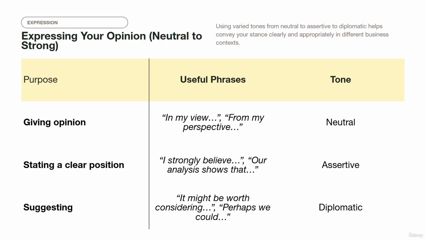If you want to be a bit stronger than that, you can say things like, I strongly believe, or our analysis shows that, and that gives less room for arguments or other interpretations. If you want to make suggestions, then we can use the hedging language that we've come across in other places. It might be worth considering. Perhaps we could. Stick to polite language when making suggestions.